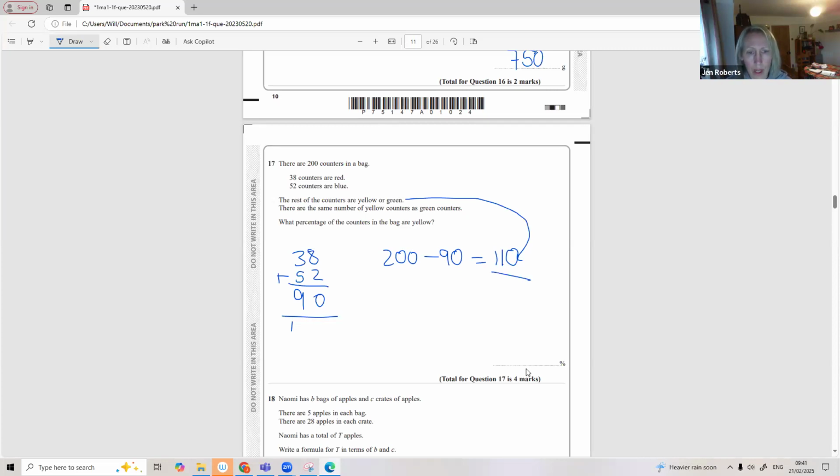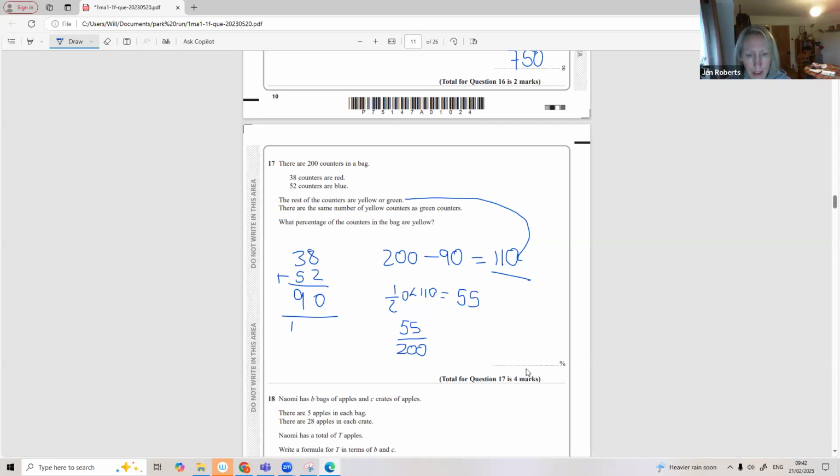There are the same number of yellow counters as green counters. So what's half of 110? 55. So we've got 55 yellow, 55 green. What percentage in the bag are yellow? So we've got 55 yellow counters. I always write it as a fraction before I consider the percentage. So what fraction of the total are yellow? 55 out of a total of 200.